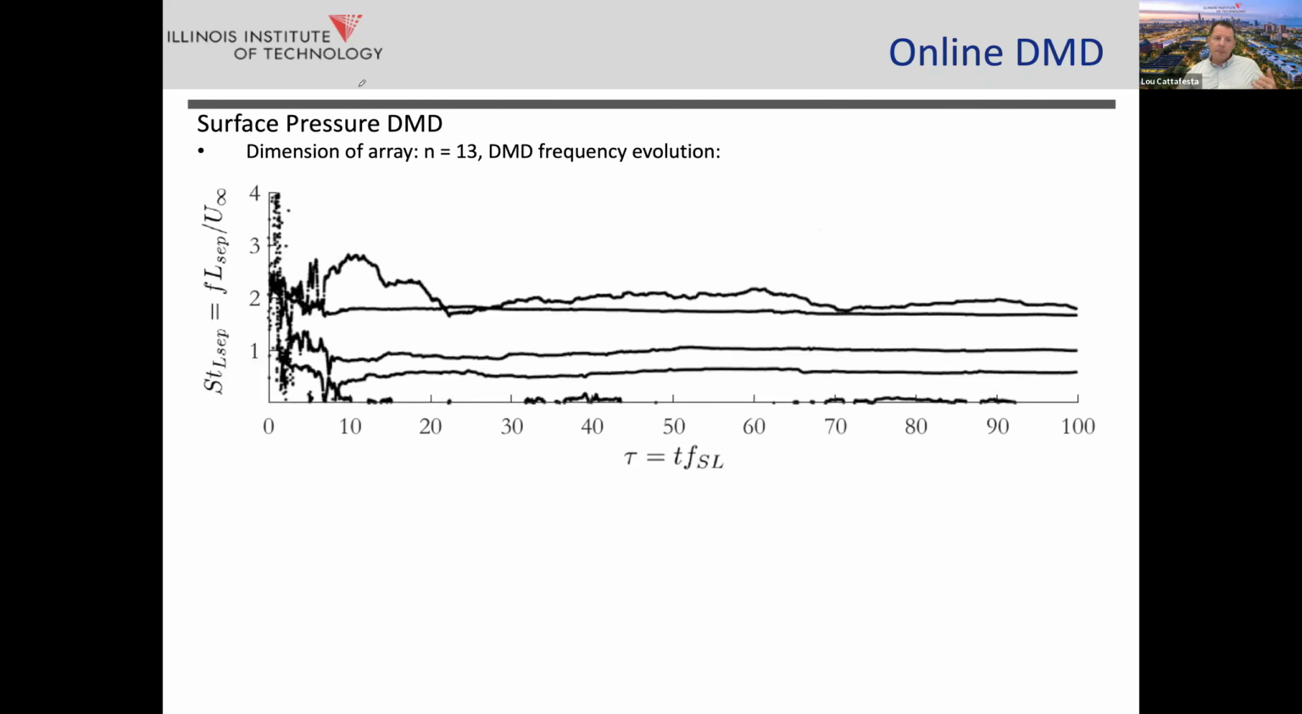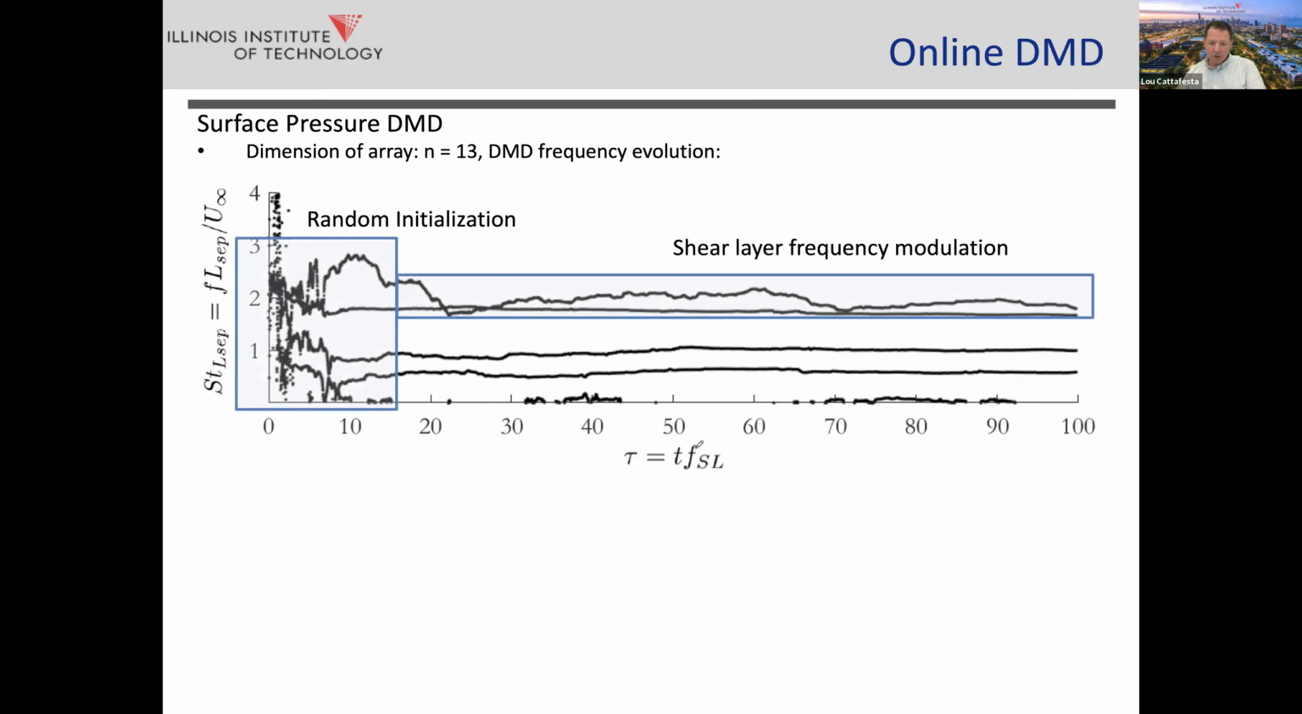So how does it work? We take the surface pressure microphone array that I showed you. Remember, there are 13 microphones. So this allows you to compute a series of complex conjugate modes associated with them. And this is how it works. I'm showing you time non-dimensionalized by the shear layer frequencies, so you think of this as the number of cycles of that oscillation. After a random initialization, so you start off with random numbers, and after about 15 cycles of oscillation of that shear layer, it settles in.